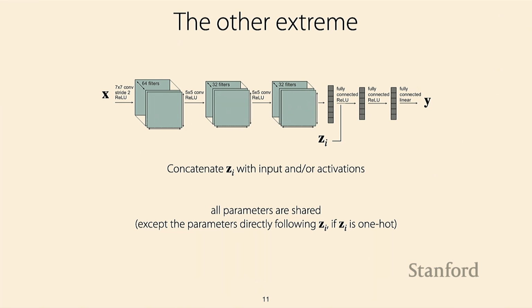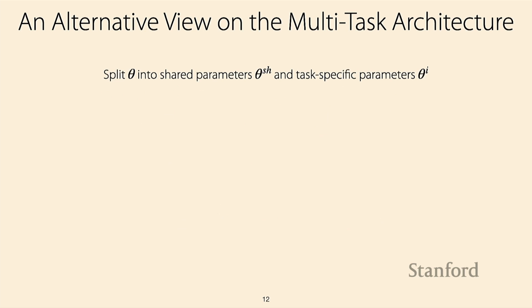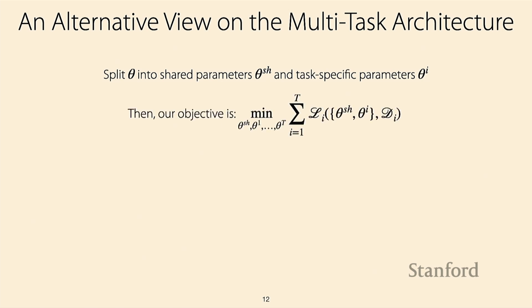So you have these two different extremes, and it becomes a choice of what should you actually do in practice? An alternative way of viewing this form of conditioning on zi is basically splitting the parameters into shared parameters and task-specific parameters. If you split the objective into shared parameters and task-specific parameters, we saw one example where everything was basically task-specific. We saw another example where everything was shared.